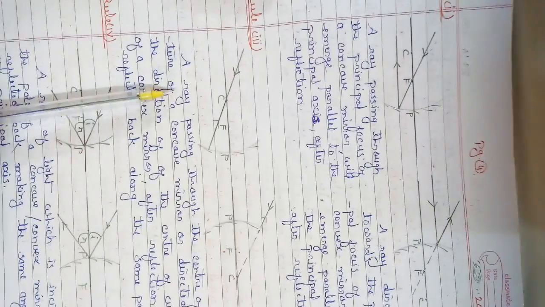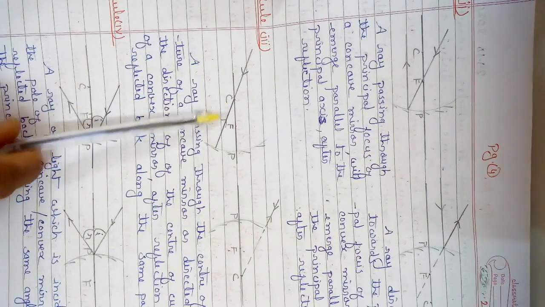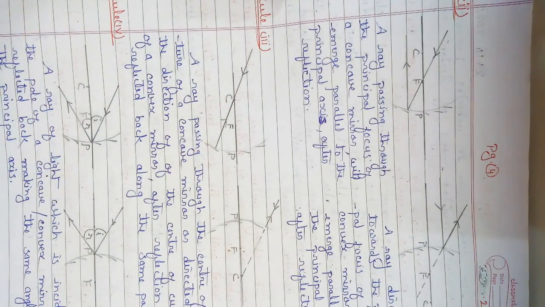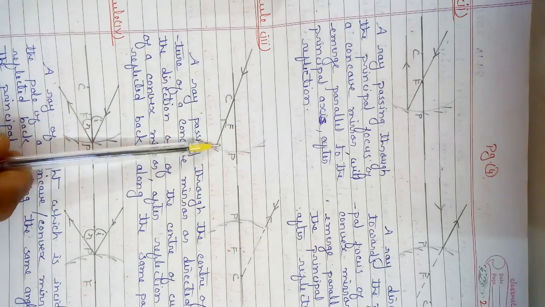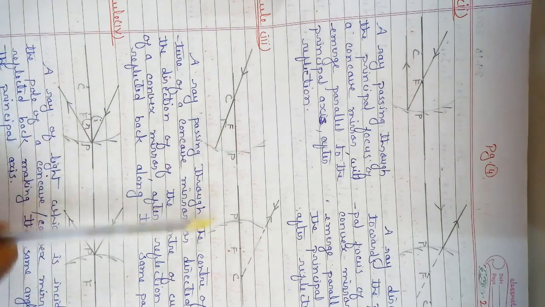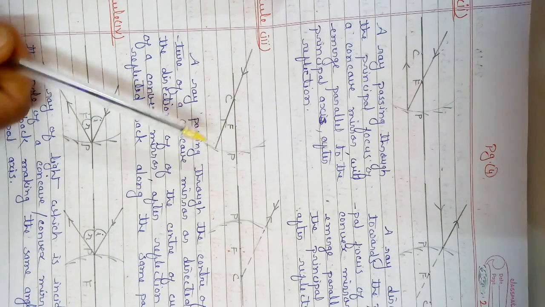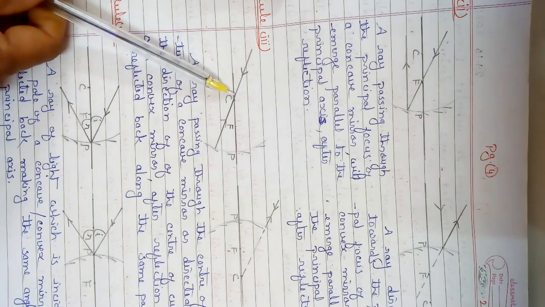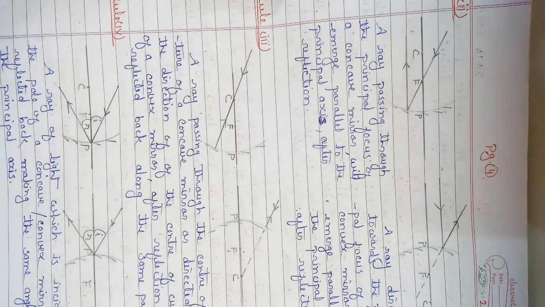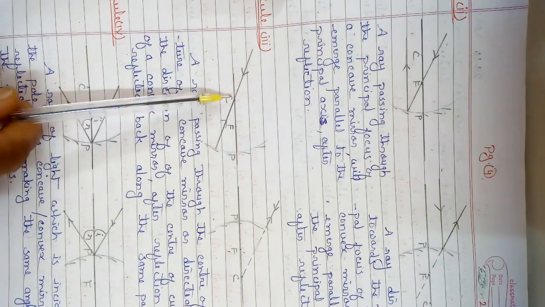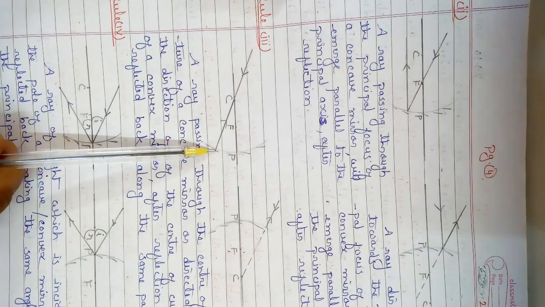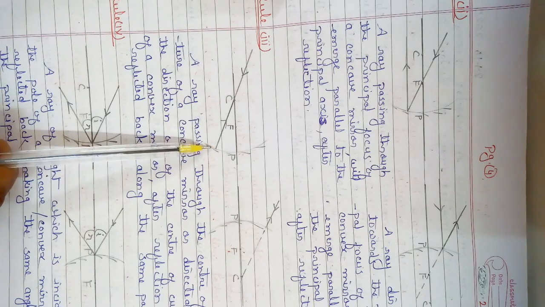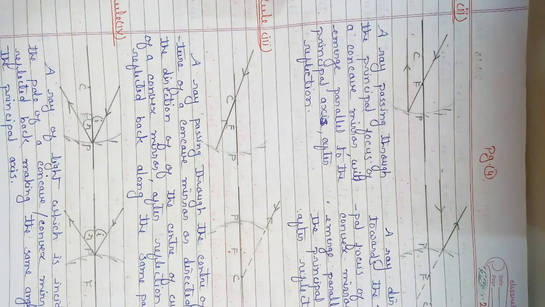The third rule is, a ray passing through the center of curvature of a spherical mirror, in case of both a concave mirror and a convex mirror, will reflect back along the same way from which it has come, because it is always incident on the mirror at an angle of 90 degrees.